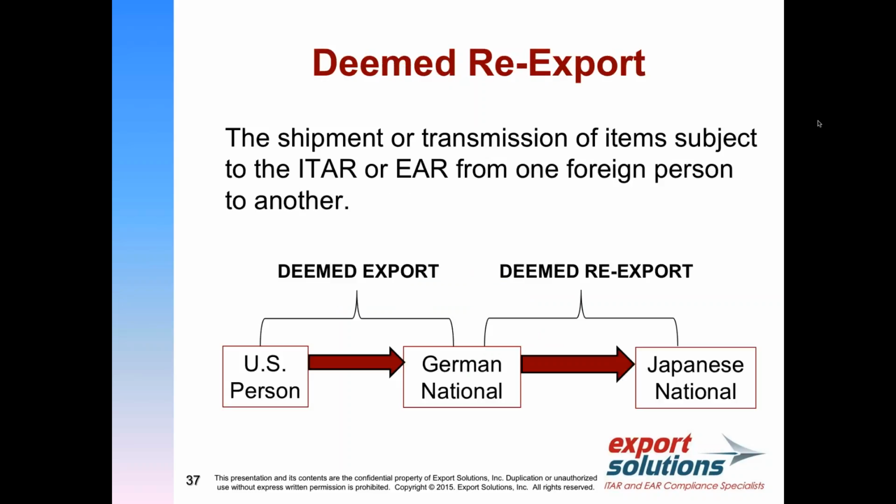There are also deemed re-exports. In this case, we're using the same countries as the example to be consistent. A U.S. person gives some technical data just verbally to a German national. That person tells his friend in Japan. That's a deemed re-export. Once again, not always illegal, but if the export was illegal, the deemed export was illegal, so would be the deemed re-export.